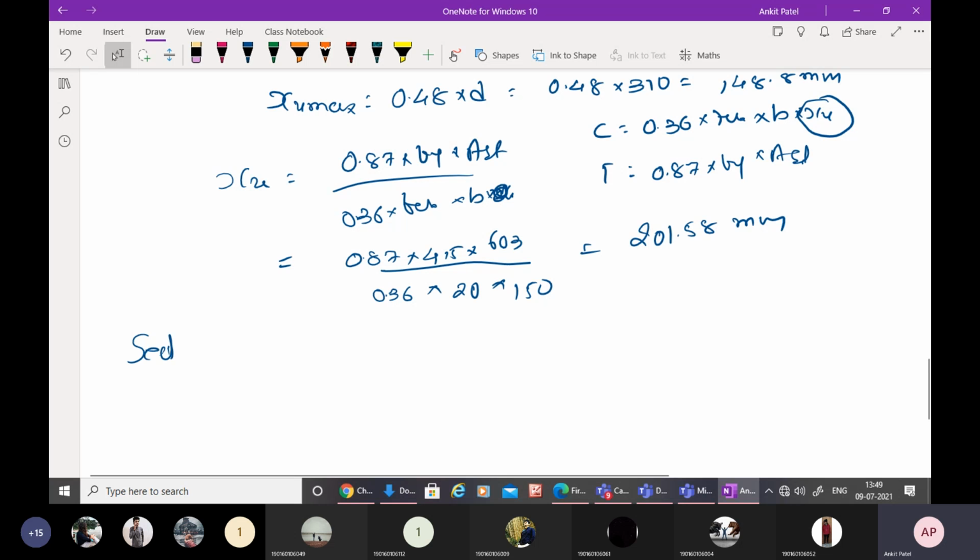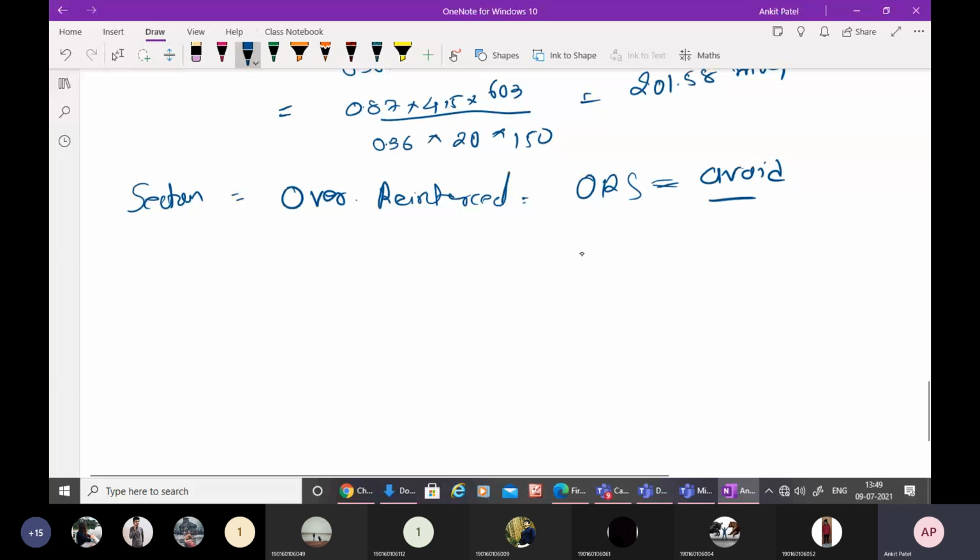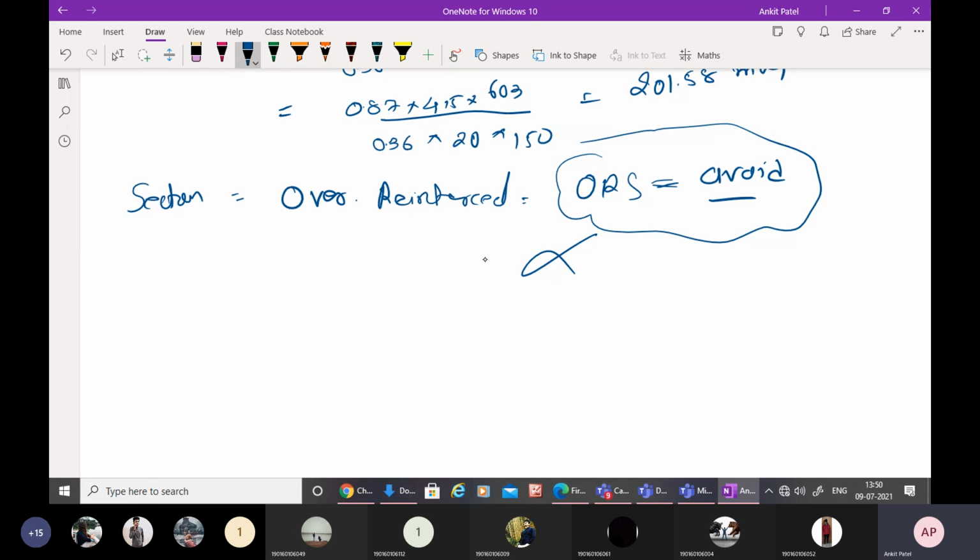Now, can you identify which type of section this is? Yes, our section is over reinforced, ORS. So what is the meaning? We have to avoid this. So what can we do? We have to avoid this. We never design an over reinforced section.